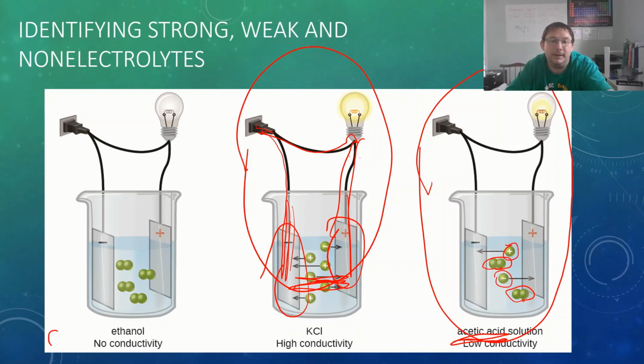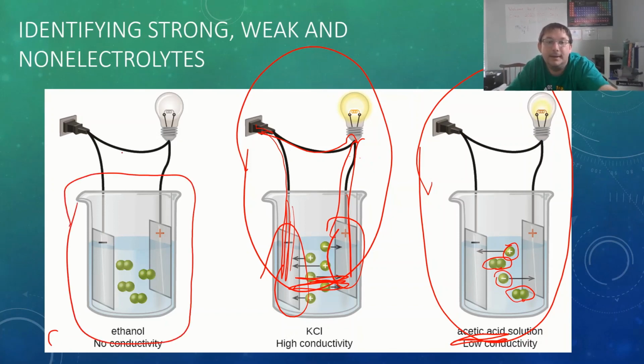Then over on the far left, we have ethanol, which is an alcohol. It does not break apart into ions and does not light the bulb. So this is going to be your non-electrolyte.